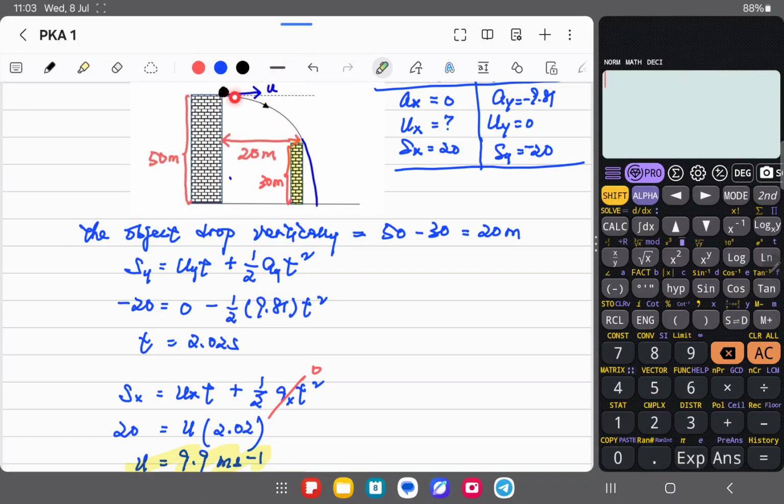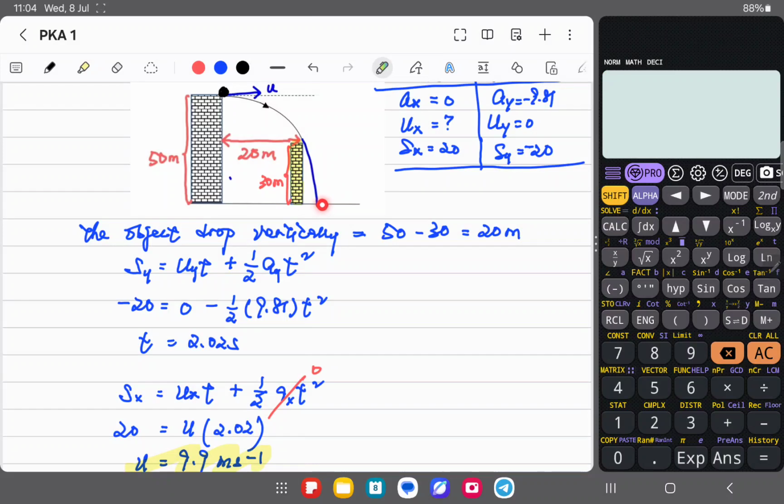So for question 2, we have an object launched horizontally from the top of a 50-meter-high building, and the object seems to pass across a 30-meter vertical wall located 20 meters from the building. We need to calculate the initial velocity of the object, the time taken for the object to strike the ground, and the velocity just before it strikes the ground.